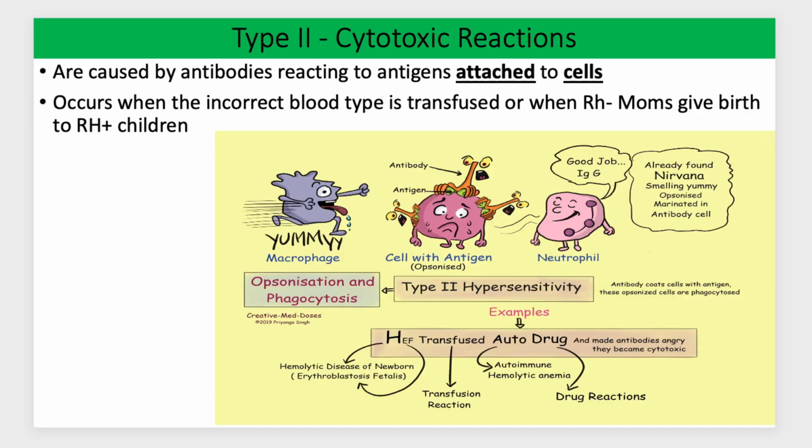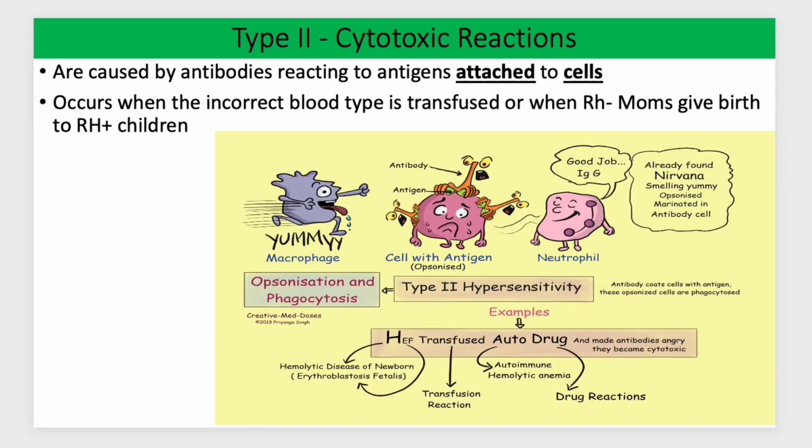So for type 2, we call these the cytotoxic reactions. They're caused by antibodies reacting to antigens attached to cells. So the antibodies are reacting to these cell surface antigens that are presenting themselves on these foreign particles. So of course the macrophage would recognize that for destruction. We see neutrophils involved in this, and neutrophils engulf and destroy pathogens through phagocytosis. Interestingly, they're granulocytes, so they can release these granules, these antimicrobial substances that will also target these cells for destruction. It says that this occurs when the incorrect blood type is transfused.